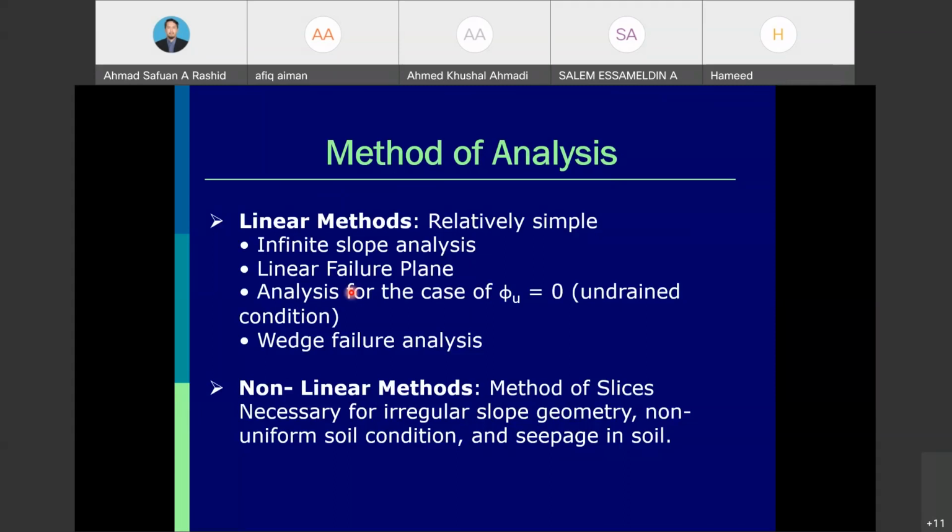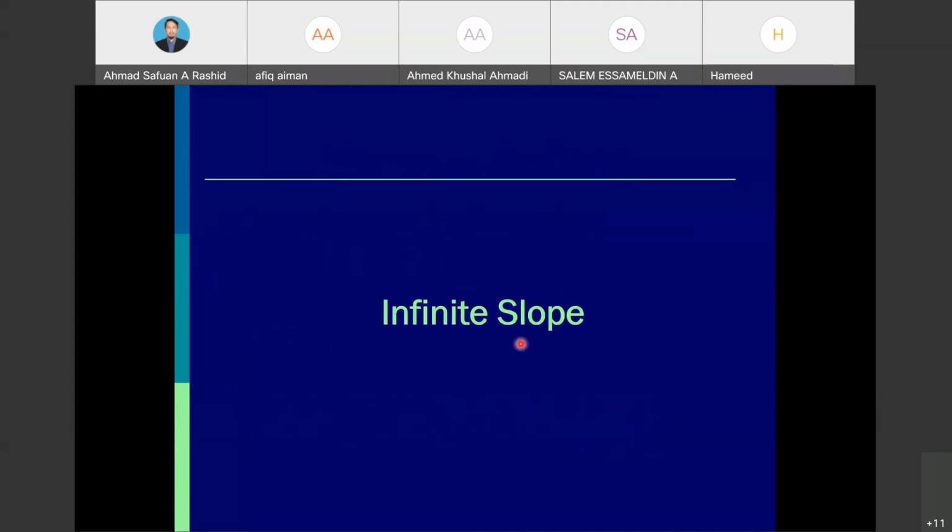There will be two examples that I will provide. The first one is the method proposed by Fellenius, and the other is the method proposed by Bishop. We may learn both methods in determining the safety for finite slopes. Now we learn about the infinite slope.